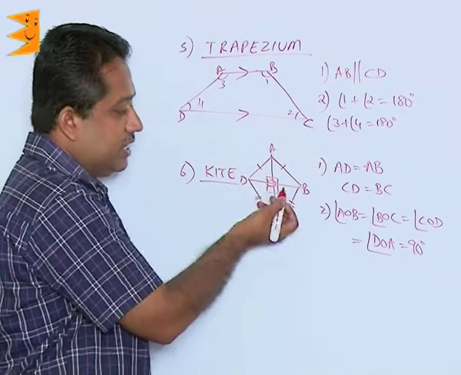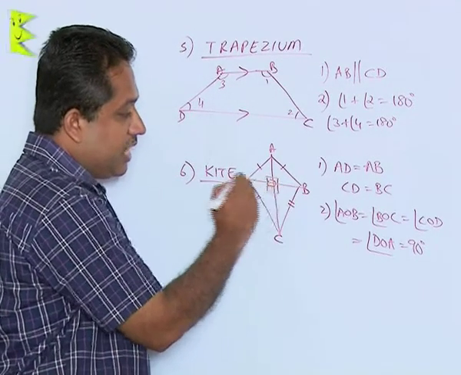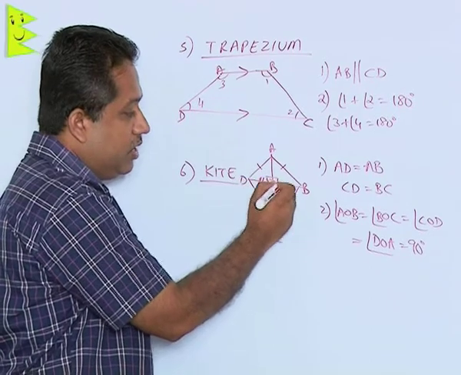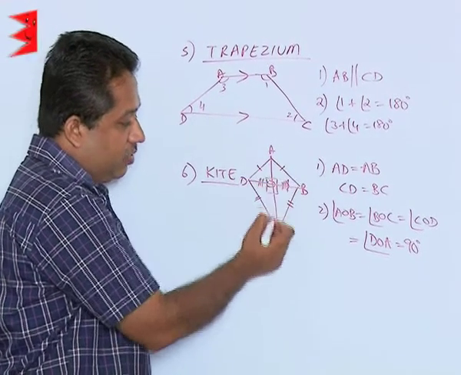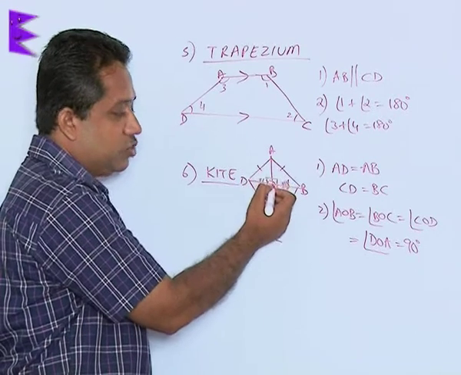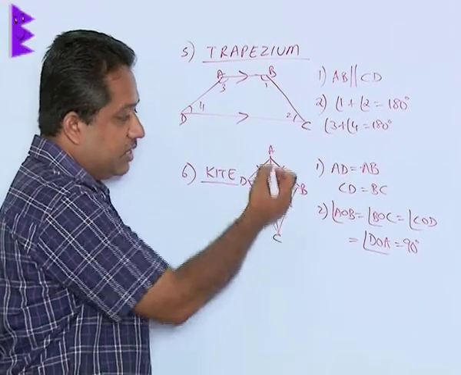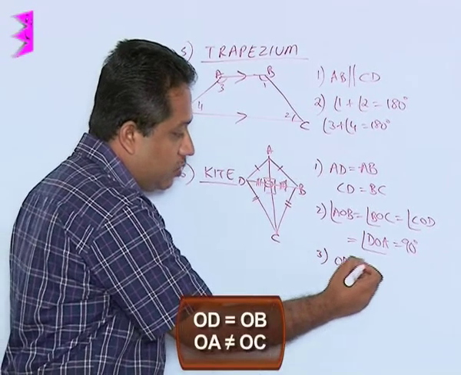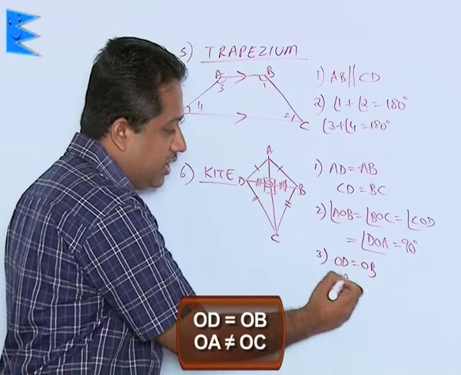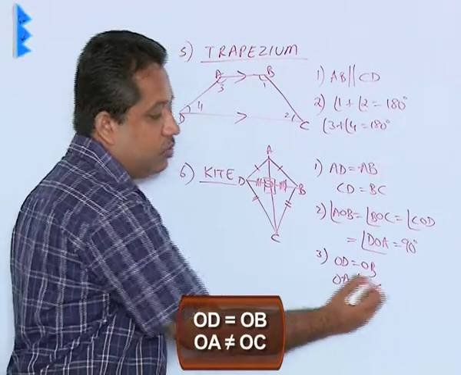Now, do they bisect each other? If you look at this diagonal, OD will be equal to OB, these two are equal. But if you look at this diagonal, this length is small and this length is bigger than this. So, we will say that OD is equal to OB, but OA is not equal to OC.